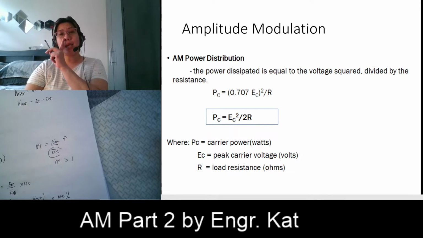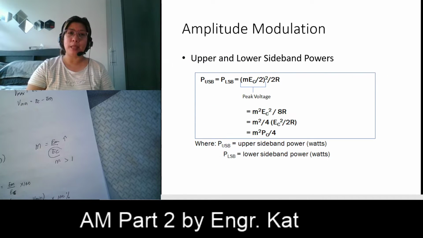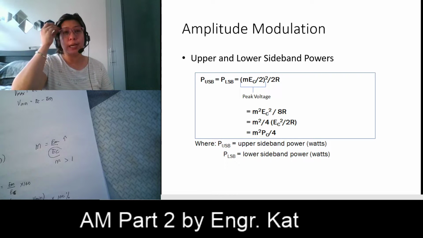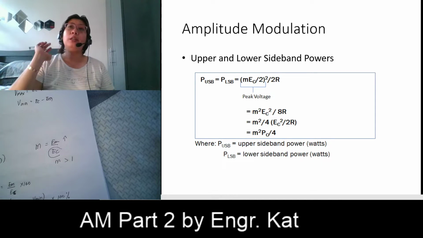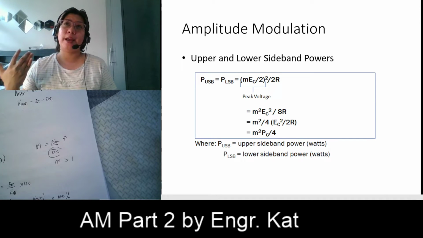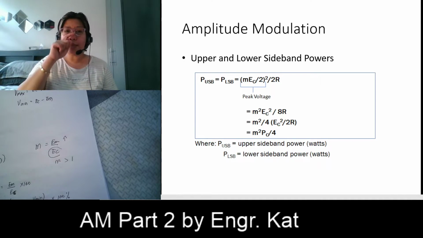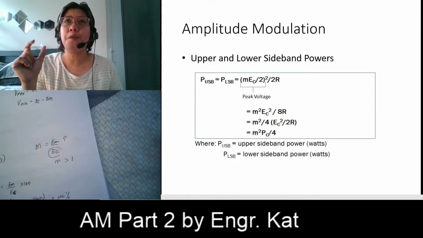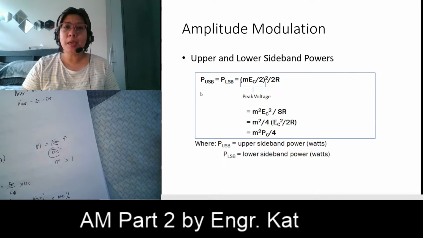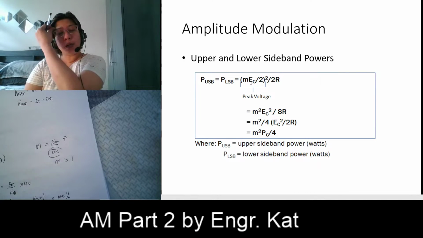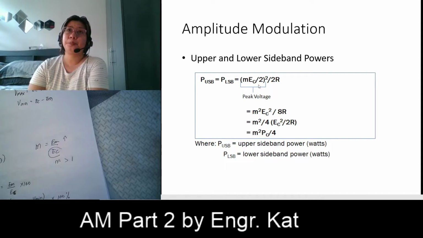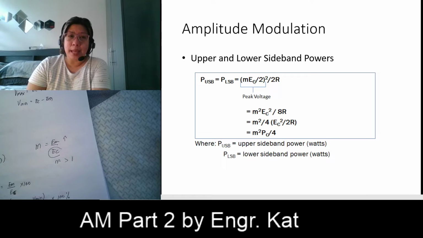Okay, if you're asking, what about the power on the sidebands? Of course, we have here your upper and lower sidebands. The power in the lower sideband is just equal to the power at the upper sideband. And that is equivalent to the peak voltage. So if you're going to remember, mEc, that is the peak. So, that is the peak voltage of your sidebands.